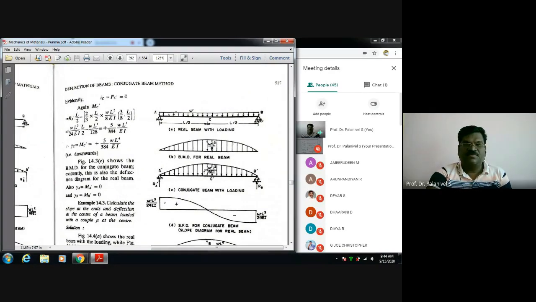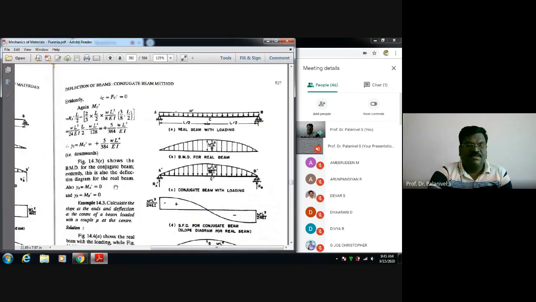So you have to multiply with the central distance from the section to the load. That is multiplied here, 3 by 8 into L by 2, which is found to be WL cube. After simplification, you get 5WL power 4 divided by 384EI, the same expression we have got. The deflection is obtained. If you determine the bending moment at the central section of the conjugate beam, that gives you the deflection at the same section of the given beam.